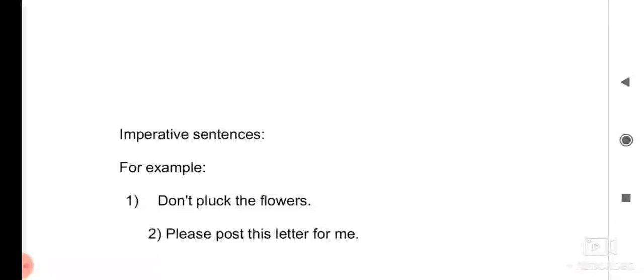The first example is, don't pluck the flowers. This is a kind of order, so it is actually showing a command or an order, so this would be considered as an imperative sentence. The second example is, please post this letter for me. Here we are making a request, so this would be considered as an imperative sentence.